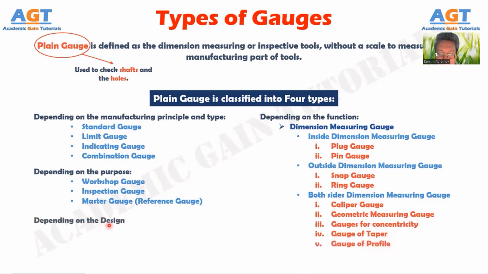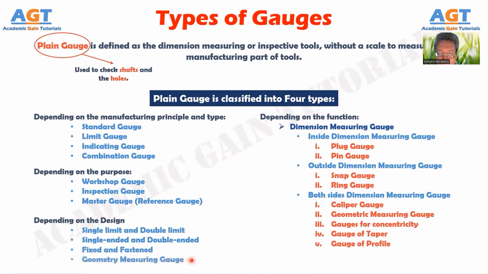Depending on the design, the plain gauges can be classified as single limit and double limit, single-ended and double-ended, fixed and fastened, and geometry measuring gauge. Now, let's discuss each of them in brief.